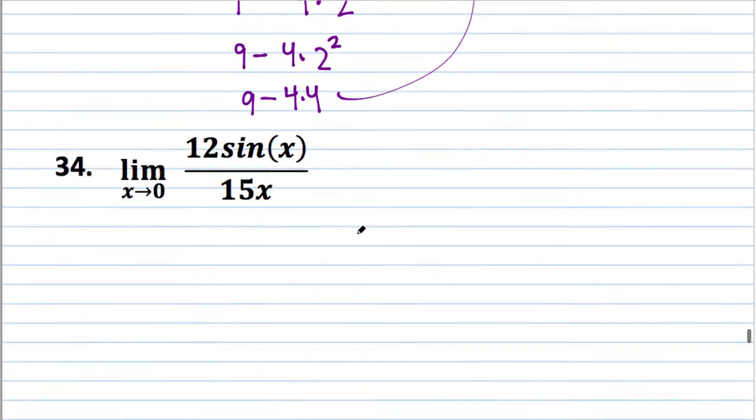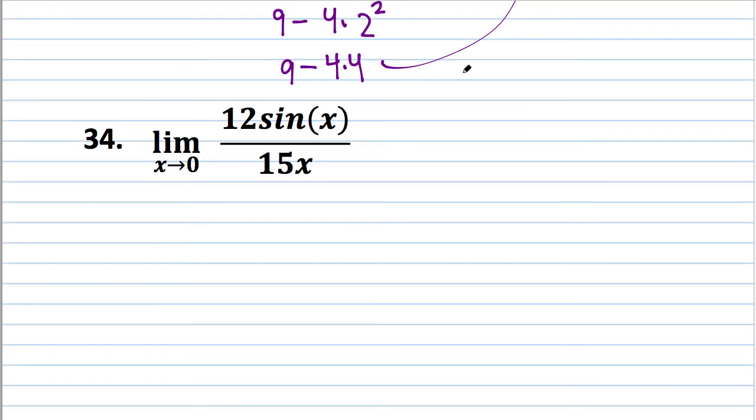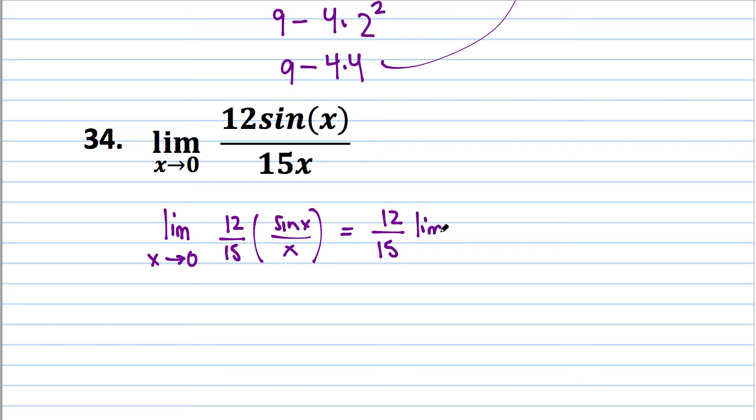Now, we get into some weird cases when we get to number 34. For number 34, we have a couple different things we can do. Number one, we can remember what happens when we have a function times some constant. So the limit as x approaches 0 of 12 over 15 times sine of x over x is the same as 12 over 15 times the limit as x approaches 0 of just the sine x over x.